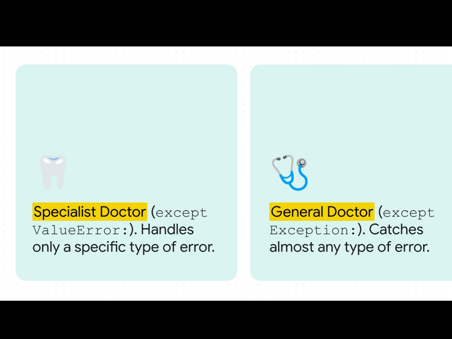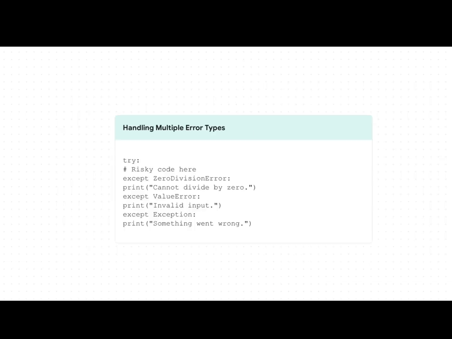On the other hand, writing a broad except Exception, that's like a general doctor. Sure, it'll catch almost anything, and that might sound good, but it can be really dangerous because it might hide bugs that you had no idea were even there. And the way we use these specialists is super simple. We just stack them up. You can have multiple except blocks, one after another. Python will check them from top to bottom, looking for the first one that matches the error. This gives you incredibly fine-grained control over how your program reacts to different problems.